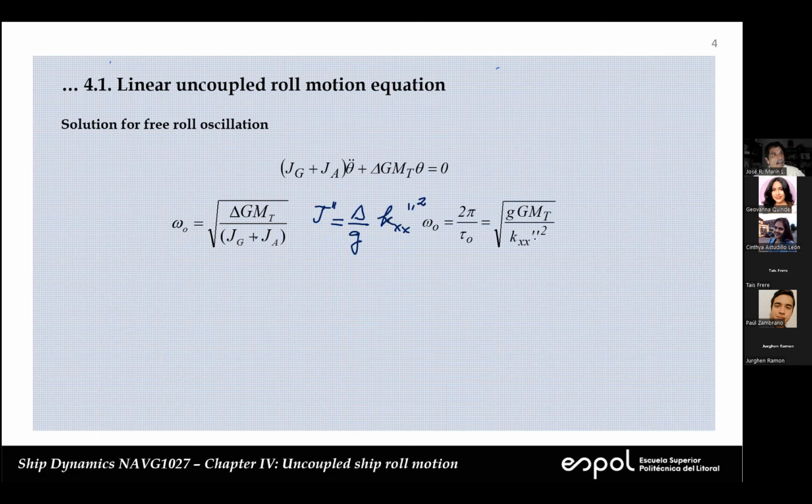GMT KXX double prime squared. Now here, instead of omega 0, you can express that as 2 pi divided by the period. This period is something which is very important.